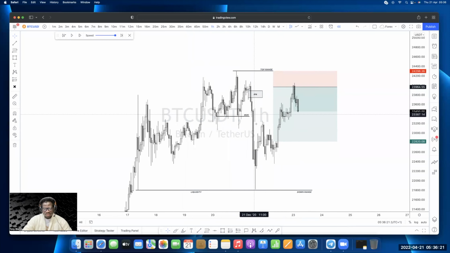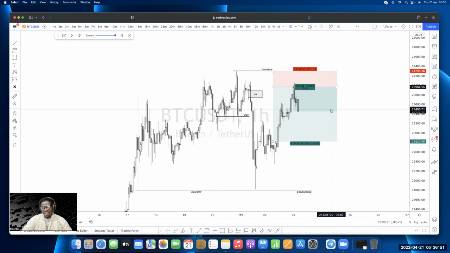Okay, and then we have all of these imbalances also. So price filled it. My entry was at 23,964.5. Okay, if I were to trade this now, my entry would actually be at 24K, because I love entering my trades at the 00s, the 20 levels, the 50 levels, the 80 levels. Shout out to John Phoebe for teaching me that.